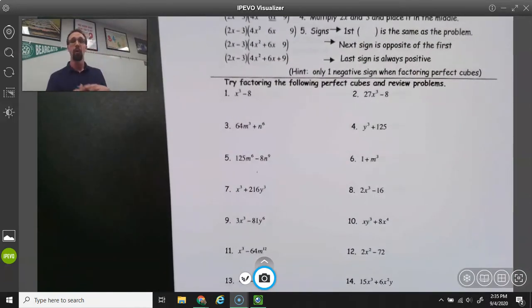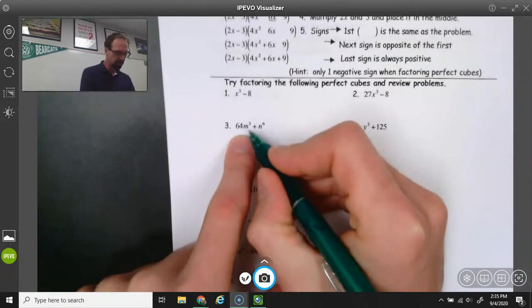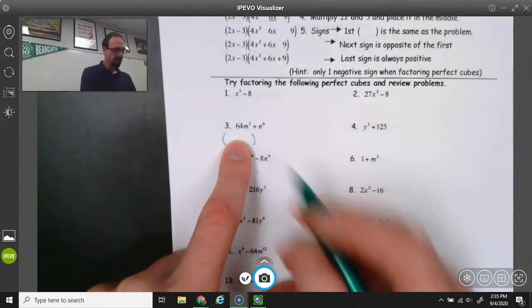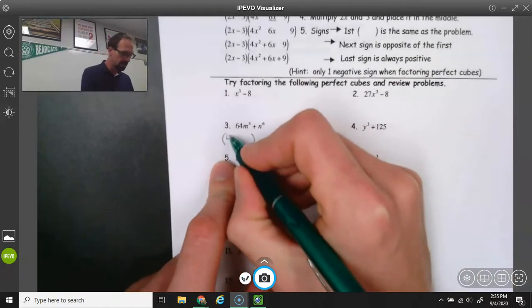If I think about what number multiplied by itself 3 times, so again, multiply by itself and then multiply itself, it's going to give me n to the 6th. That's just going to be n squared. N squared times n squared times n squared is n to the 6th. So going through and working through this, I've got the cubed root of 64m cubed. That's what's going to go in this first one. So the cubed root of 64m cubed is going to be 4m.